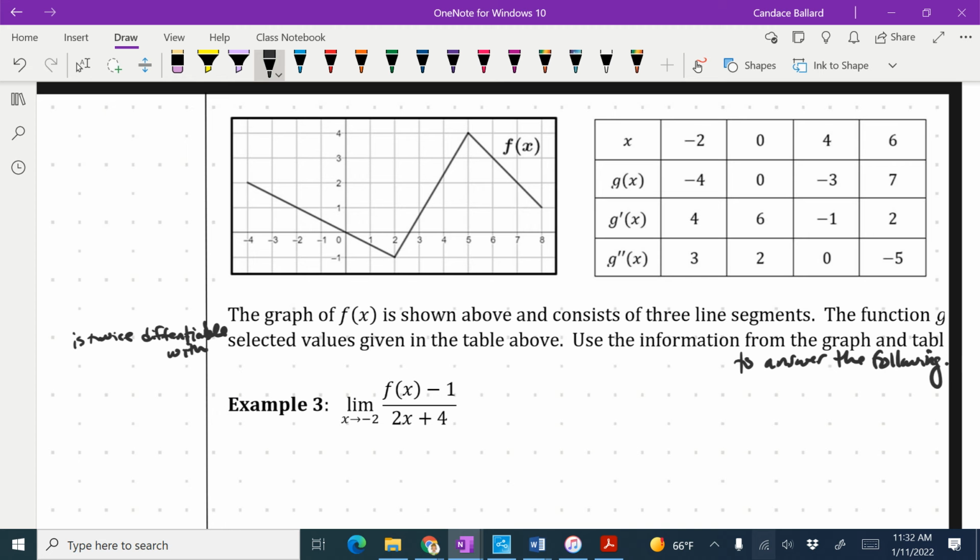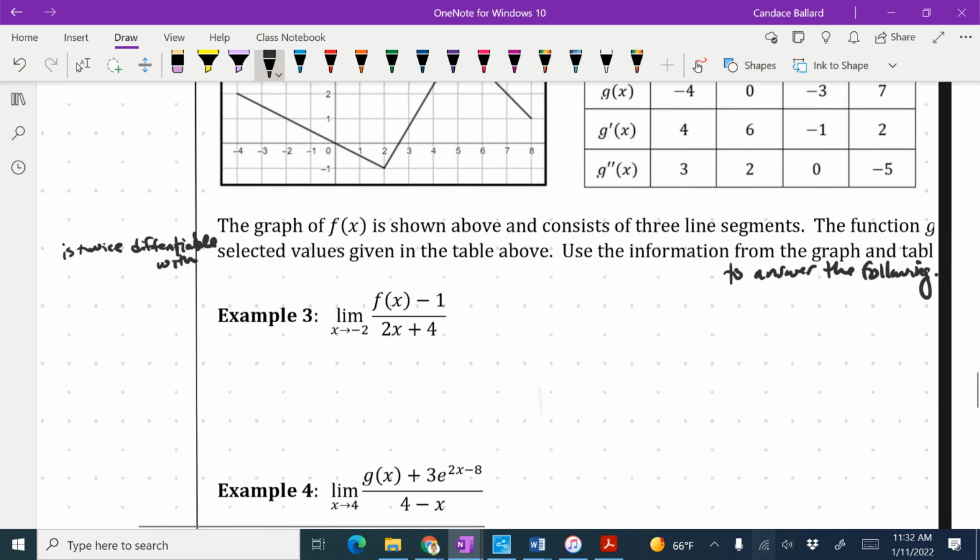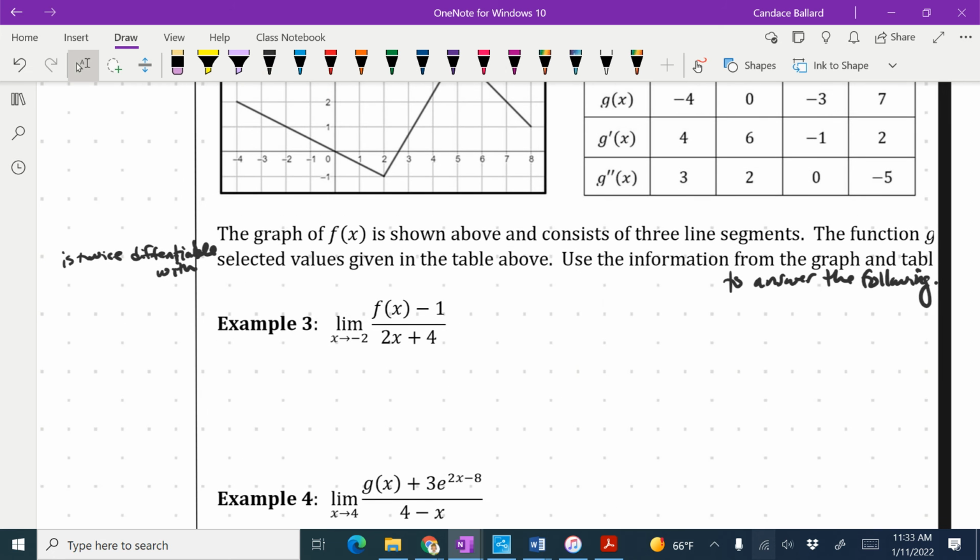Okay, so it's kind of our standard instructions when we have a table and a graph, right? We've got f, it's got 3 line segments. g is twice differentiable, meaning they've given us 2 derivatives' worth of things. And then we're supposed to use that in order to answer the following questions, okay? They could very easily give us a wide variety of things. Our focus today is on limits and L'Hopital's rule. So we are going to start with example 3 there.